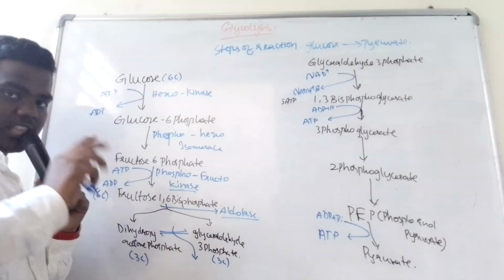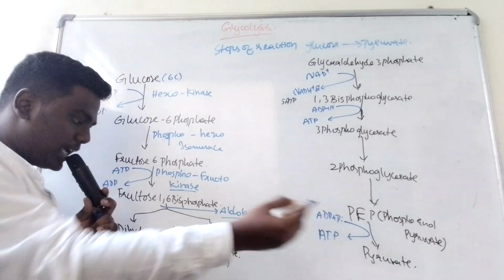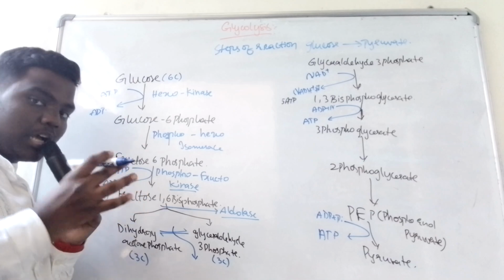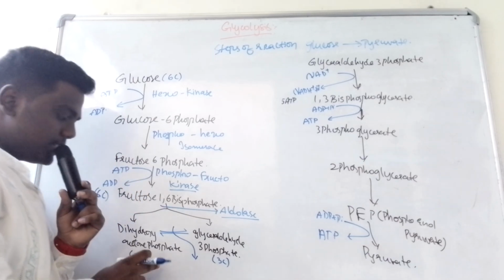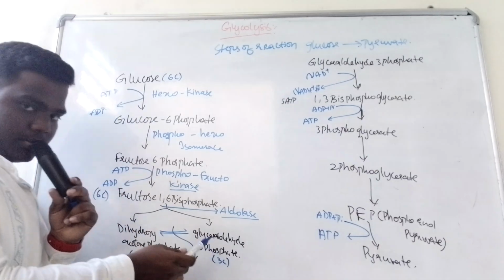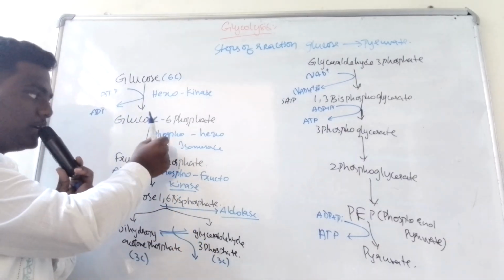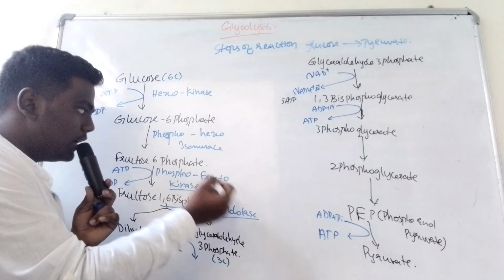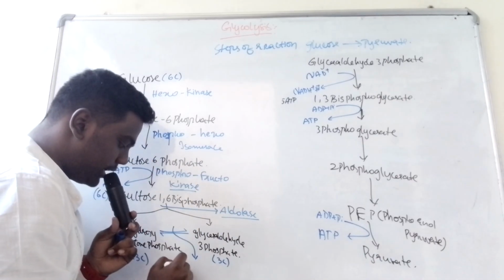Both of these are having 3 carbons in it. So again we can say that it is isomerization reaction, right? Same number of carbons are there. Okay? So again isomerization reaction, how to write? Similar to this one, we will write here phospho. Here also you will write phospho.